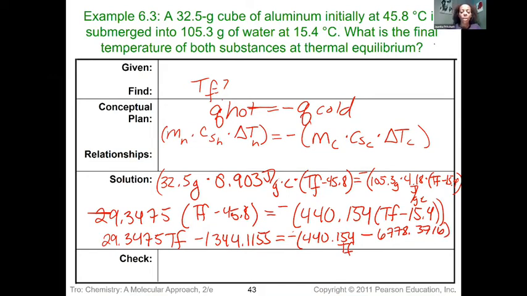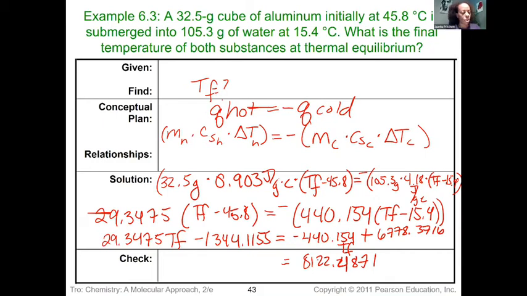And so then the last part is we're going to distribute the negative sign through the parentheses. So that will become negative here and positive here. And now our job is to get the TFs on one side and then the other numerical value on one side. So we would have 1344.1155 plus 6778.3716. And that gets us 8122.4871. And then we're going to add the 440 to both sides.